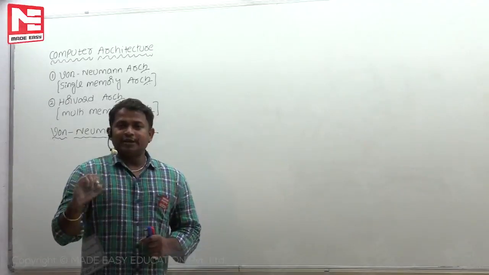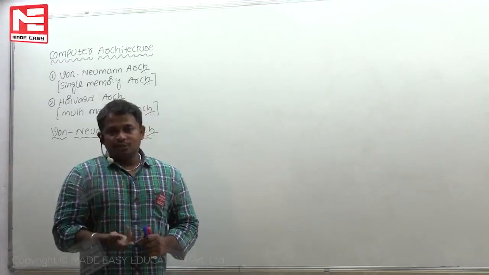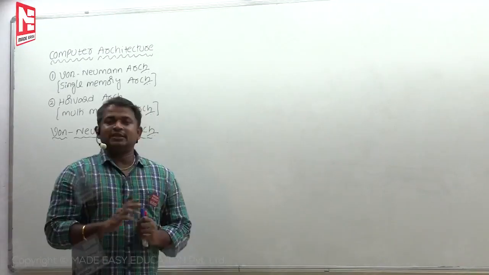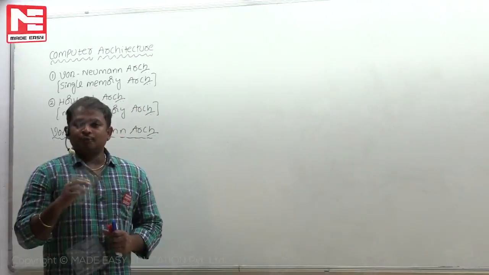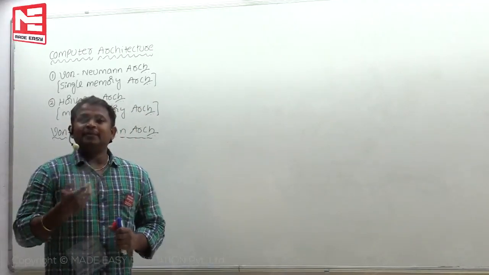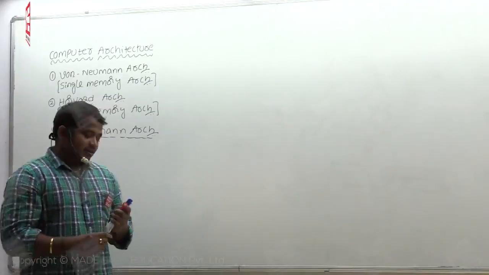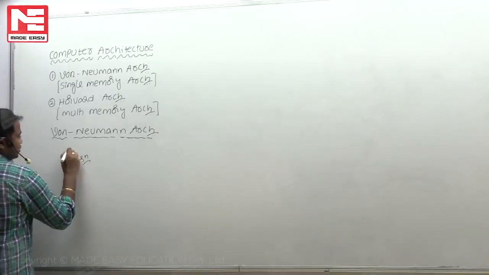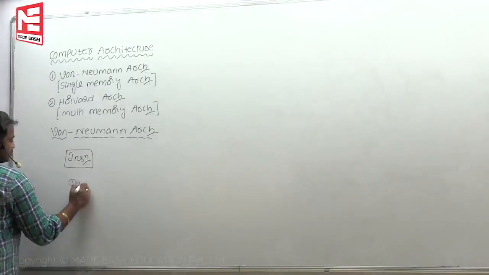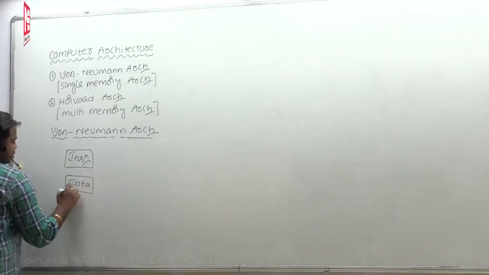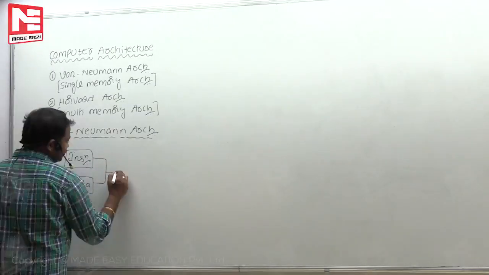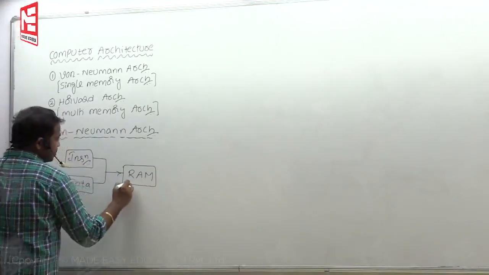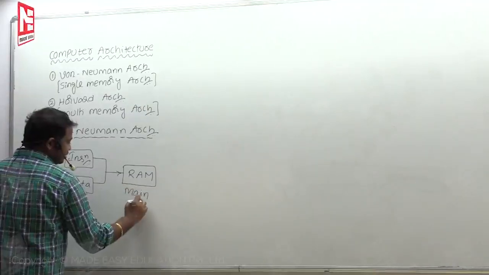In the von Neumann architecture, instruction and data both are present in the same memory. After the processing, the result is also present in the same memory. That is called the stored program concept. That memory is the main memory, that is RAM. So we will see it like this. Instruction, data, both are present in the same memory. That memory is called the RAM. RAM is the main memory.